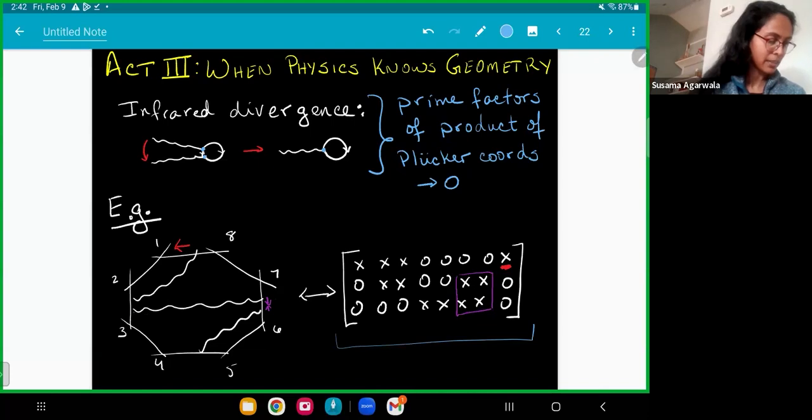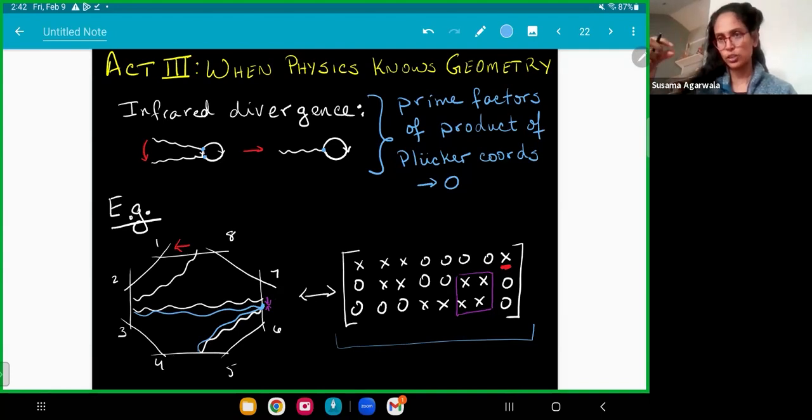I'm going to take this propagator, and instead of them meeting at 2 separate points, they meet at the exact same point on the edge. If I do that, that actually ends up corresponding to setting this 2 by 2 minor to 0. And it turns out that 2 by 2 minor is exactly a prime factor in my Plücker coordinates of the product of all my Plücker coordinates.